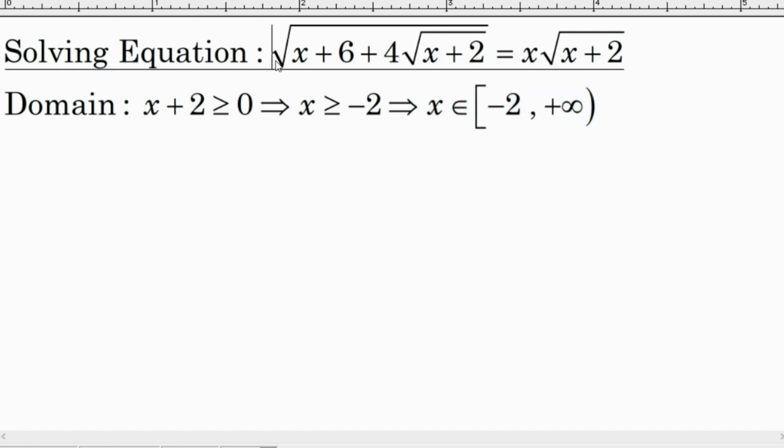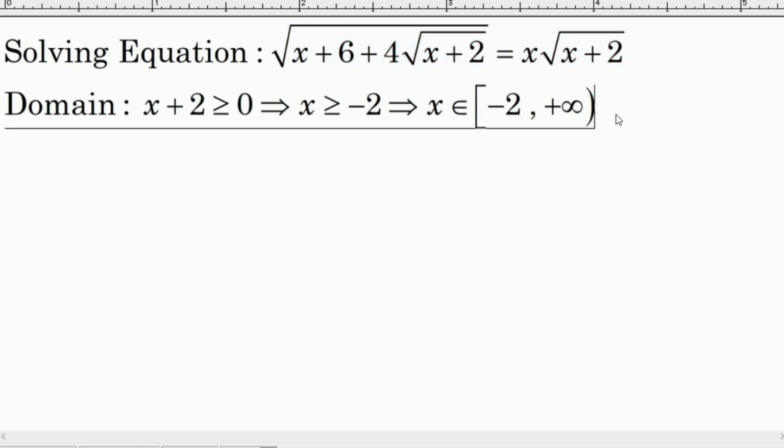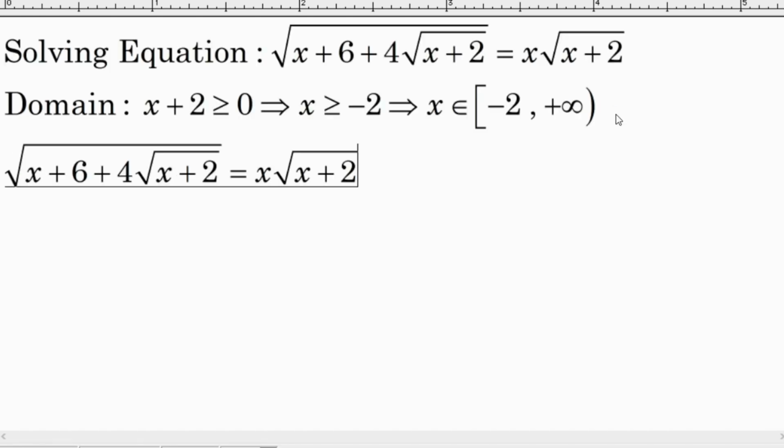Next we have to solve this equation in order to find the values of x, but x will be accepted only if x belongs to the real numbers greater or equal to negative 2. So now let me go straight to the full solution for you.